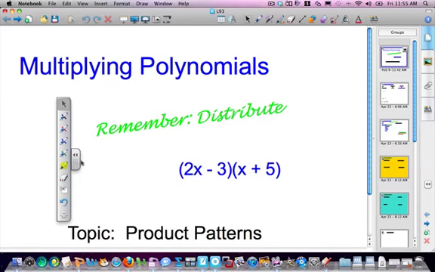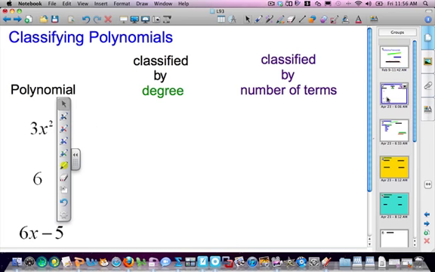In today's lesson, we're going to continue multiplying polynomials. Remember, when you multiply polynomials, all we're doing is applying the distributive property to the expression. Today, however, we're going to focus in on the patterns that are produced when you multiply polynomials together. In order to be able to do this, we need to review how we classify polynomials together.